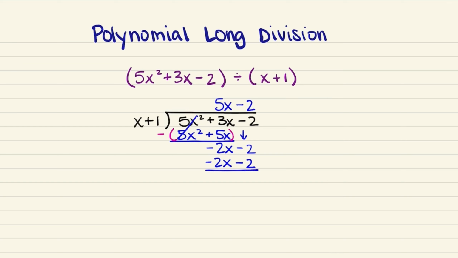Now, again, we're going to subtract, so put parentheses around the entire quantity and a minus sign. And we can see that negative 2x minus negative 2x will cancel out. And then negative 2 minus negative 2 is negative 2 plus 2, and so that also cancels out, and we're left with 0. So our final answer is 5x minus 2 with a remainder of 0, or no remainder.